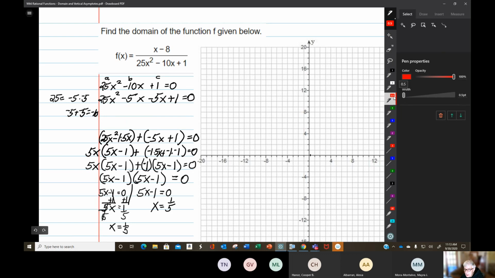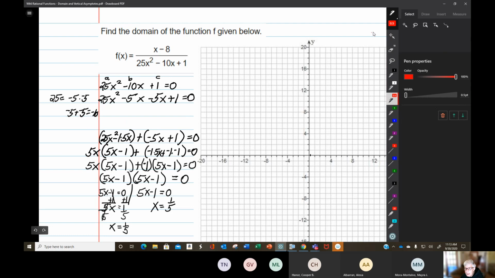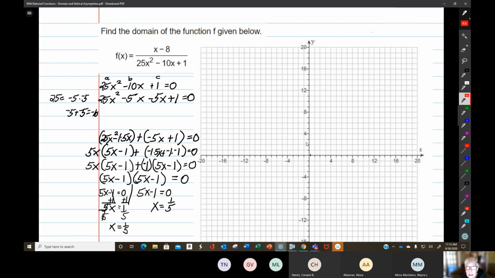I can take this width all the way down to 0.5. Maybe that will work. Don't tell anyone. All right, here we go. Yep, that was the trick.